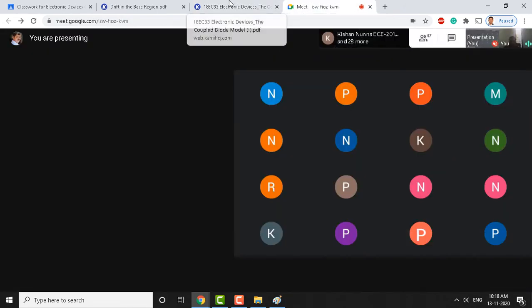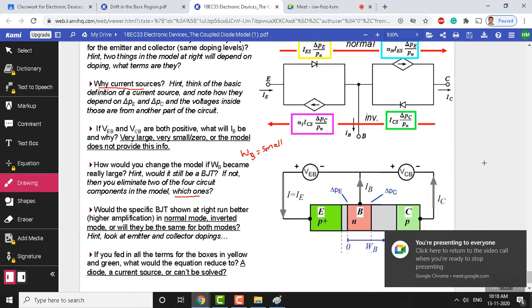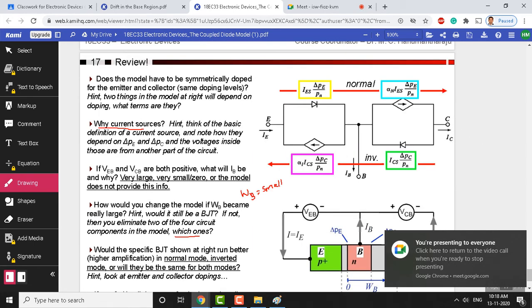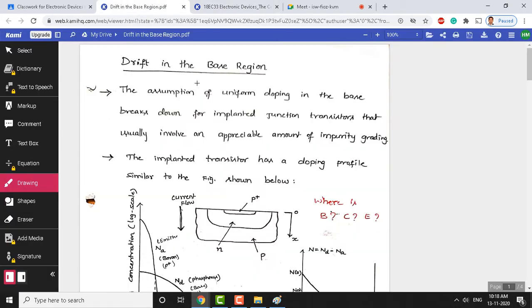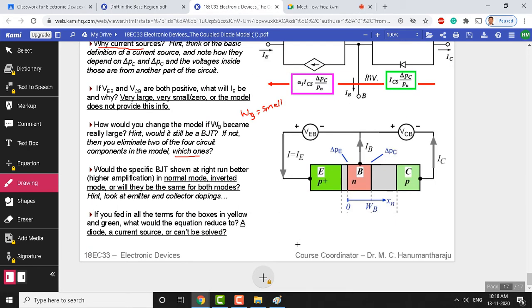I hope with this we have completed the coupled diode model, and if you have any questions I can take them up, otherwise we will move to the topic called drift in the base region. Any questions here before we complete this coupled diode model? I hope you understood the last question here.